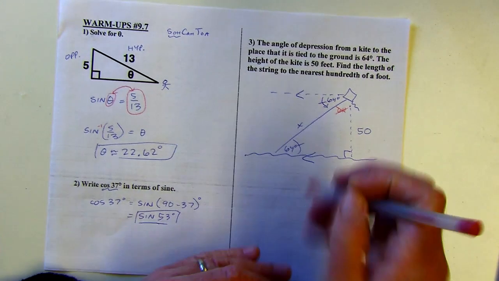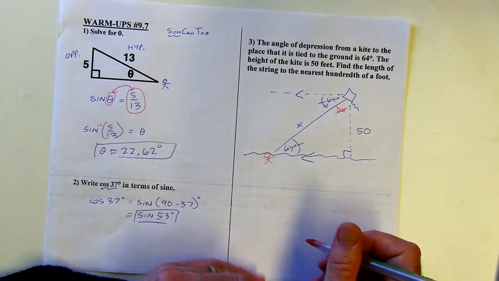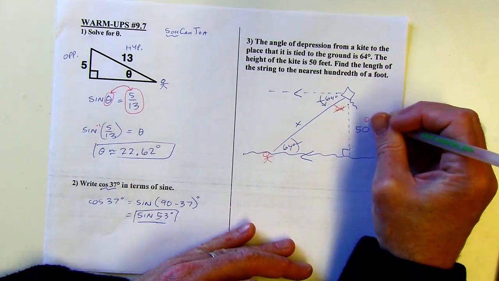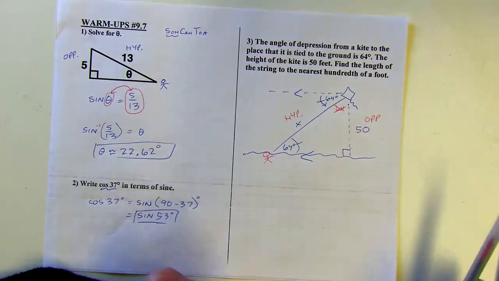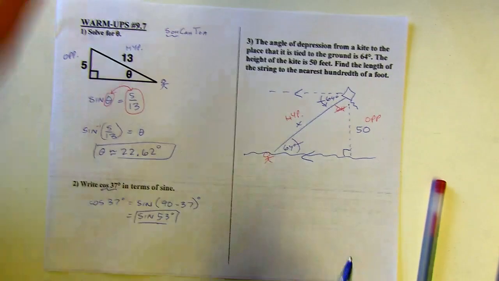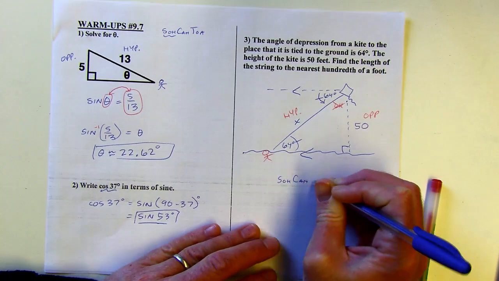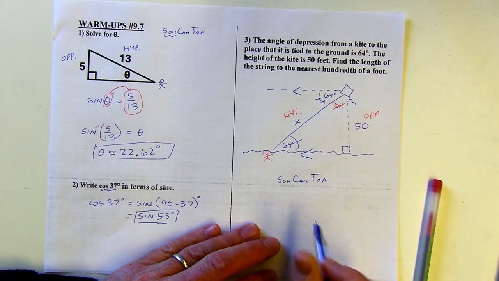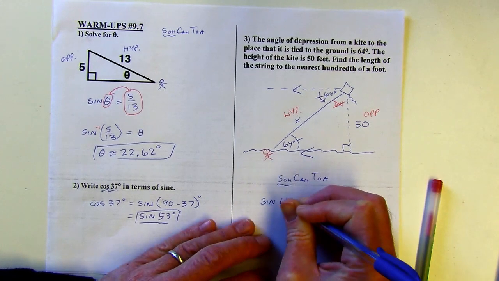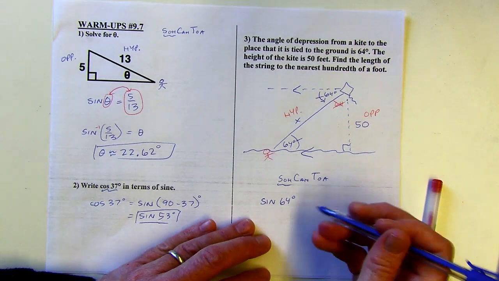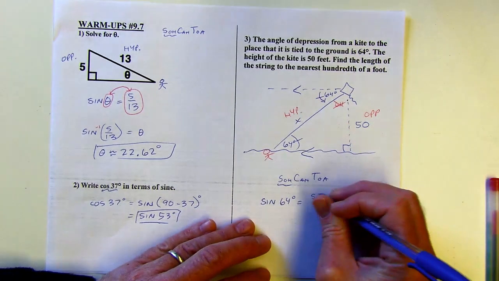For me, when I set up my SOHCAHTOA, I'm going to be at the 64 degree angle, so I'm down here where it's tied to the ground. Then 50 would be the opposite leg, and x is the hypotenuse. The only part of SOHCAHTOA that uses opposite and hypotenuse is sine. So sine of 64 degrees, indicating where I am, equals opposite over hypotenuse, 50 over x.